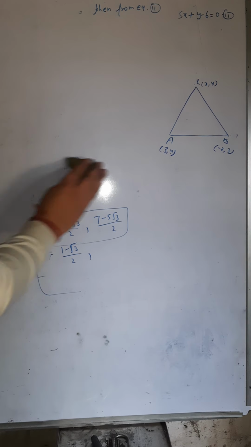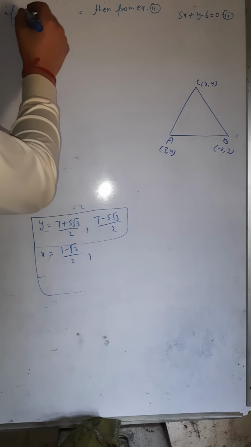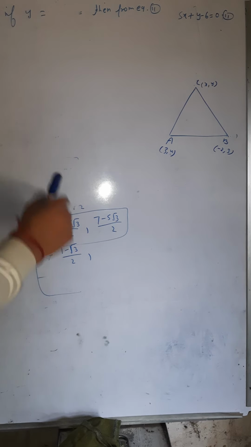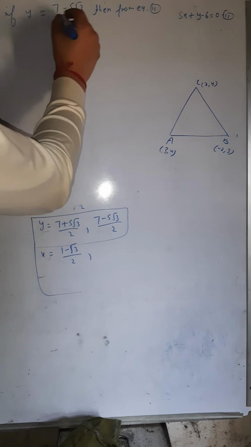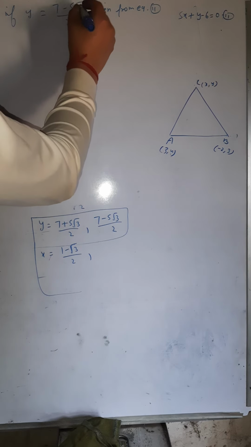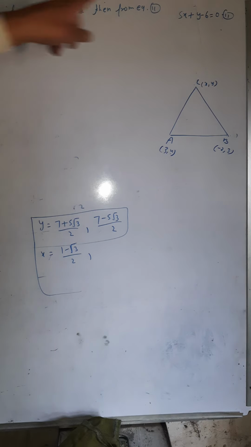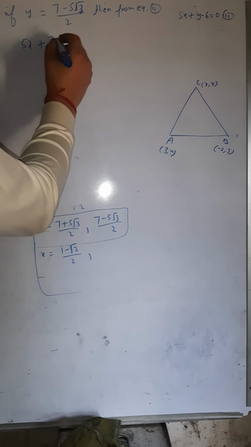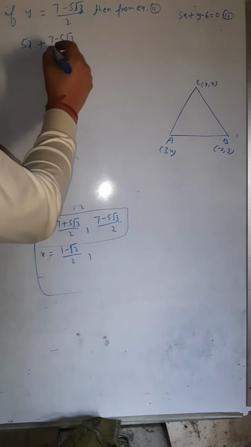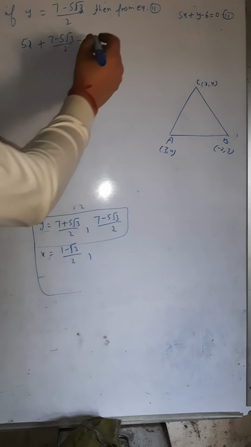Now I am writing here, if y equals to how much? 7 minus 5 under root 3 by 2. So then from equation number 2, again put the value of y here. So what does it become? It will become 5x plus (7 minus 5 under root 3) by 2 minus 6 is equals to 0. Is it clear?